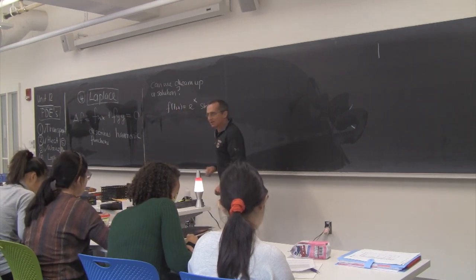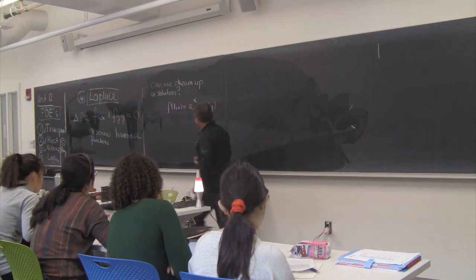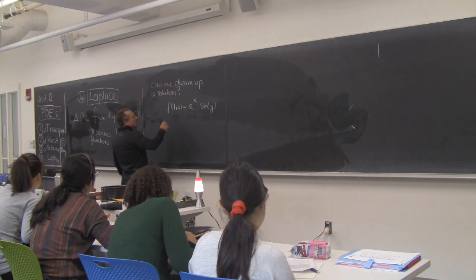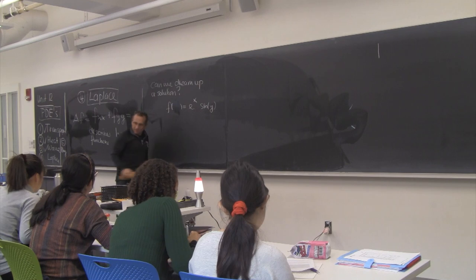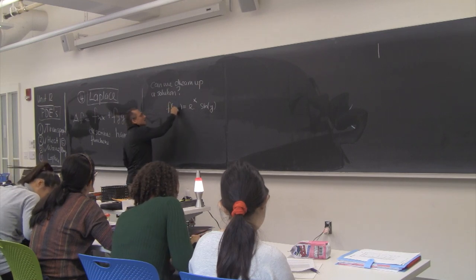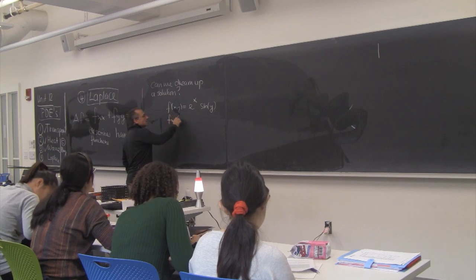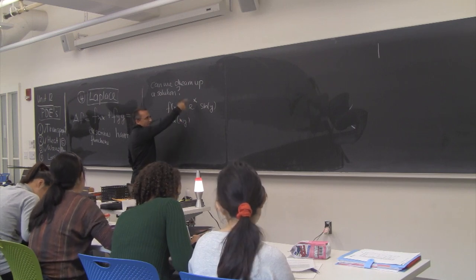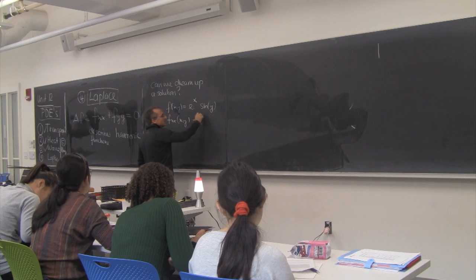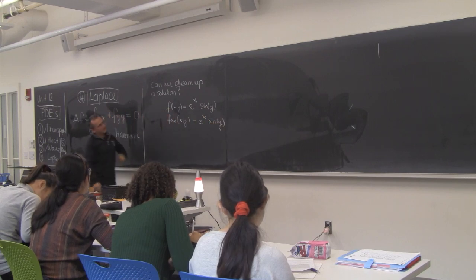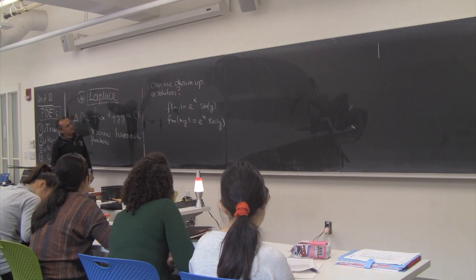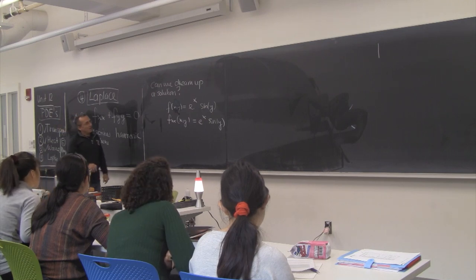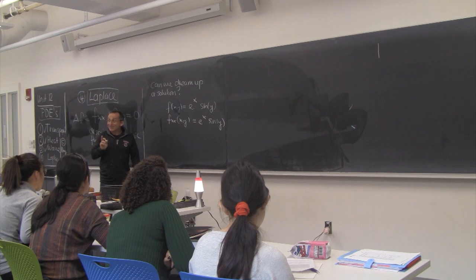So let's just check what happens when we take f_xx of x and y. Every time we differentiate with respect to x, we get e^x sin y. So we have differentiated twice. But that's what we want, right?